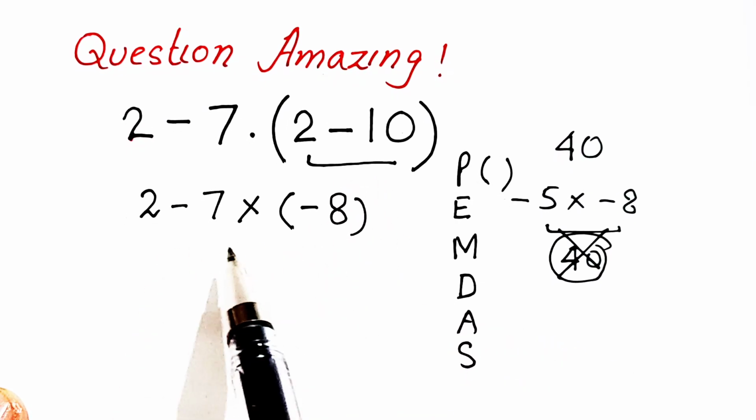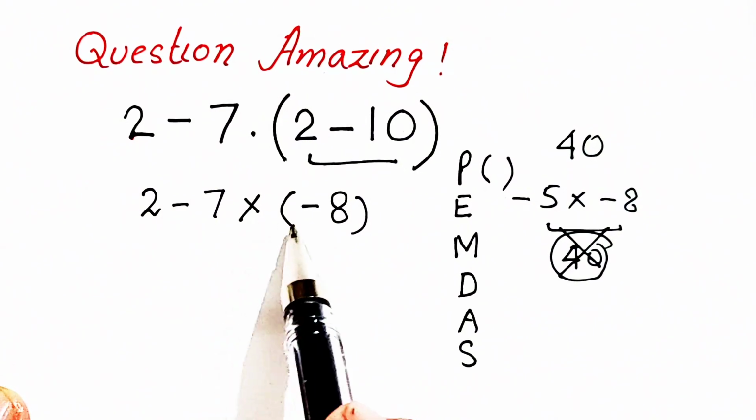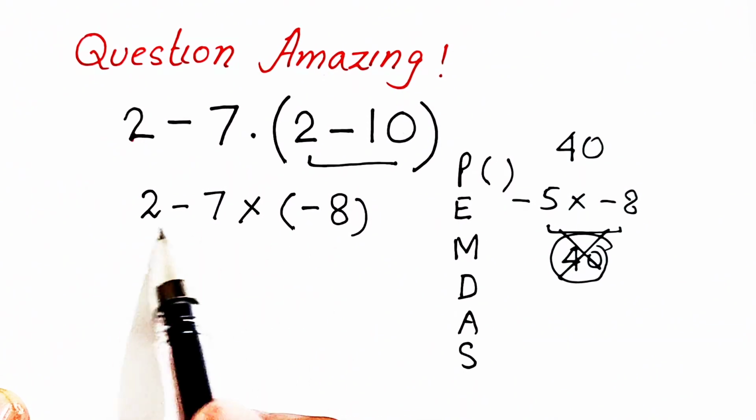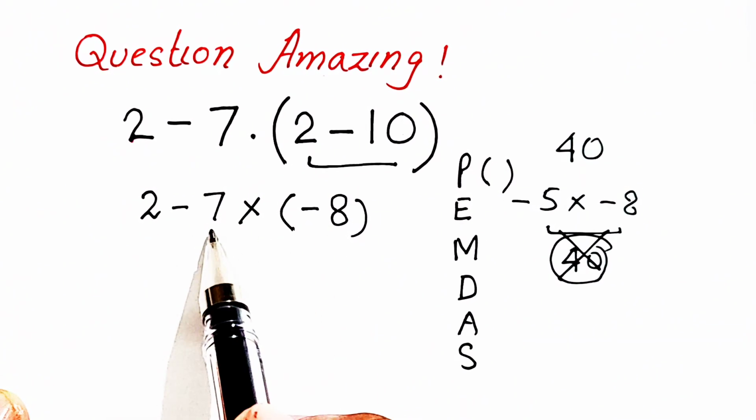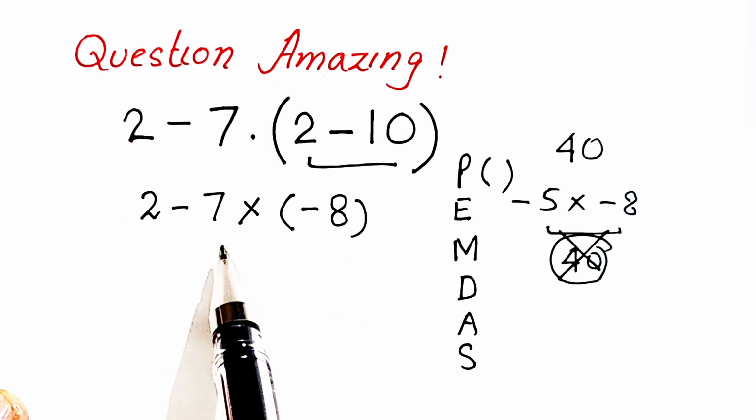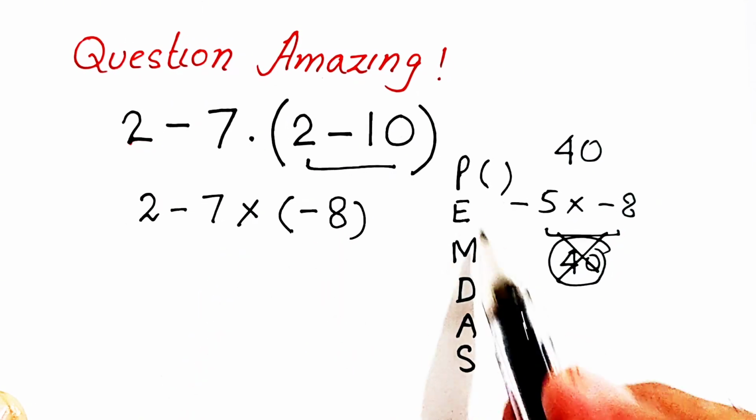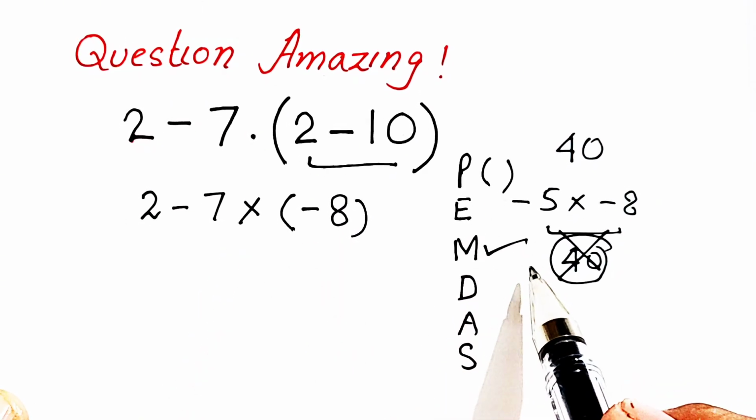Now we have two options, subtraction and multiplication. Subtraction is between 2 and 7. Multiplication is between 7 and minus 8. So which is preferred and why? According to PEMDAS, now we have to multiply.